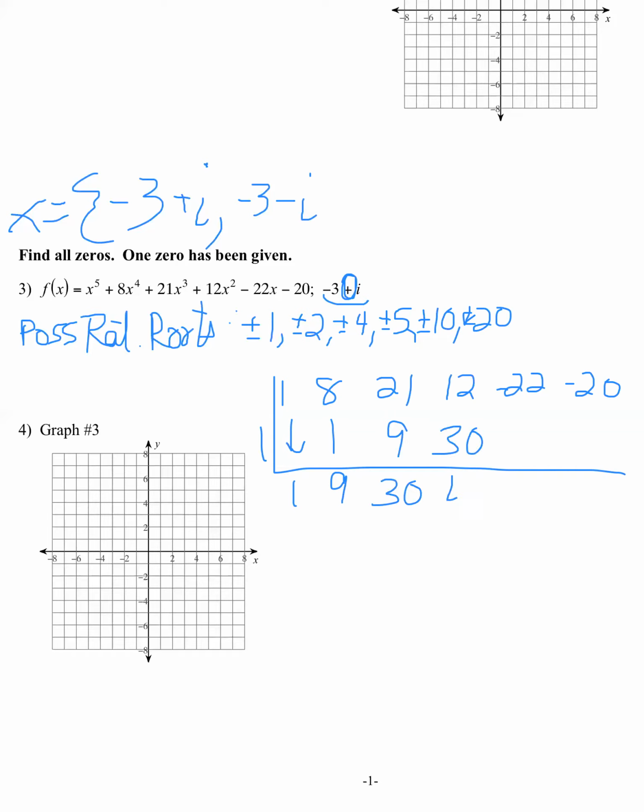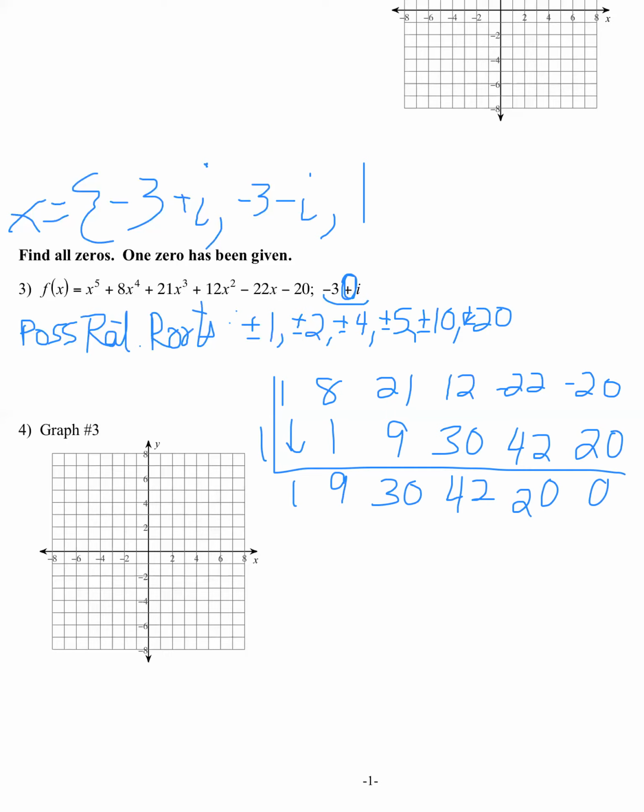What's that, 20? Oh, what do you know? See that? +1 works. So I'm going to put it right up in my list. I have 3 of them already. I only need to find 2 more. Yes. Okay, so let's see.